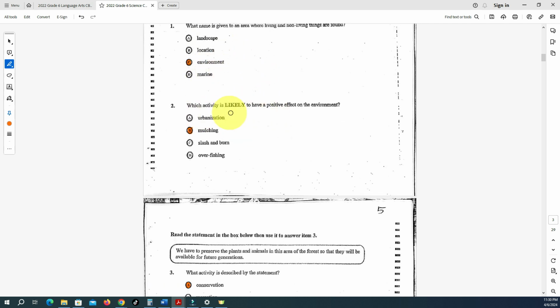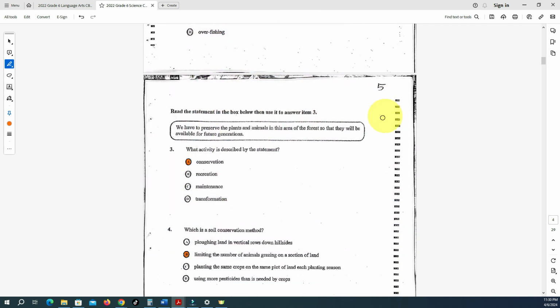All right, 2. Which activity is likely to have a positive effect on the environment? What is likely to have a positive effect? Urbanization, as we know, is people cutting down trees, building bigger cities, moving to the cities. So slash and burn is not good. Overfishing. So I chose mulching, which is mulching the land, which is good for the soil.